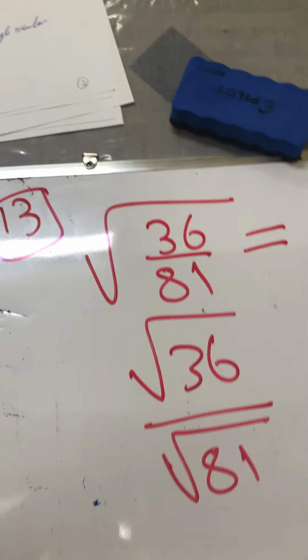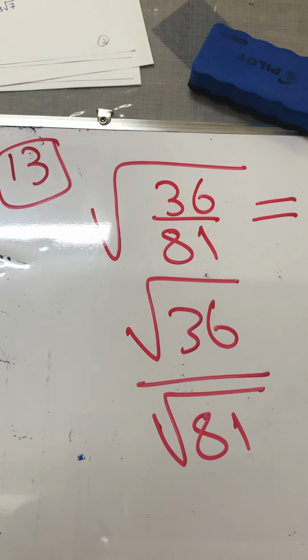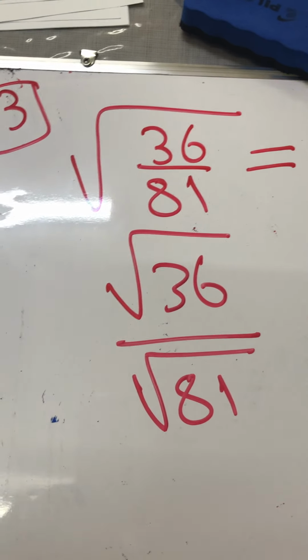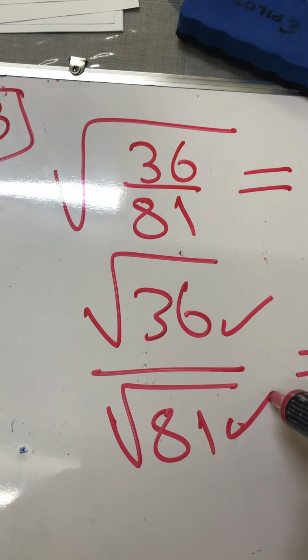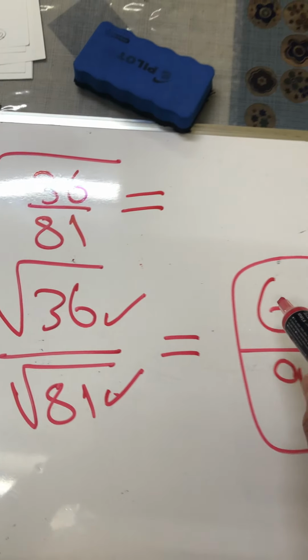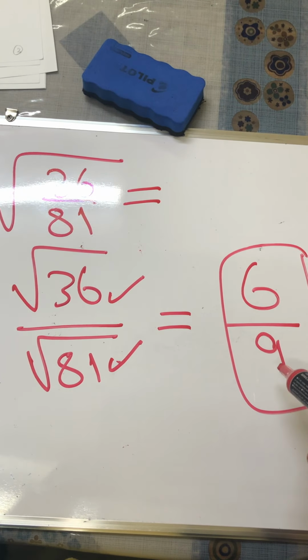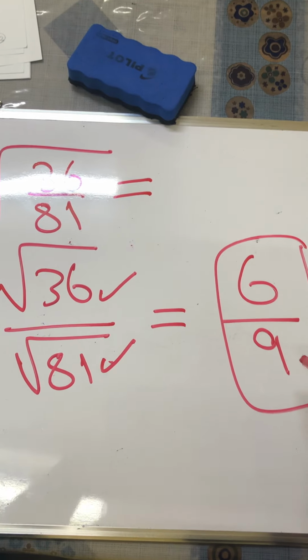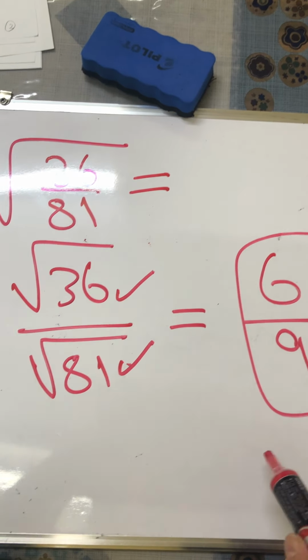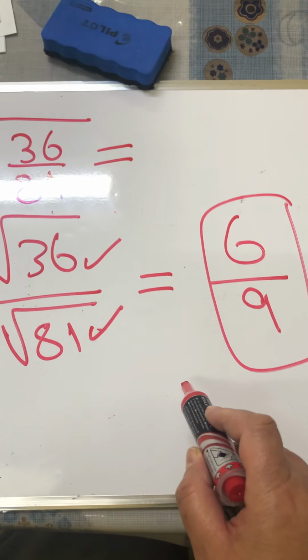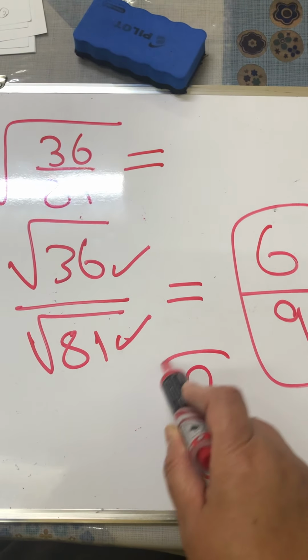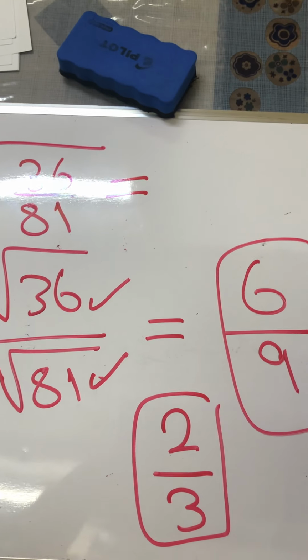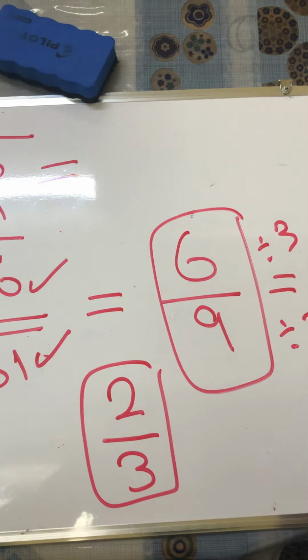So again, square root of fraction 36 over 81, I can change it into square root of 36 over square root of 81. Square root of 36 equals 6, square root of 81 equals 9, and also you can simplify this fraction by dividing by 3 up and 3 down. It will be 2 over 3.